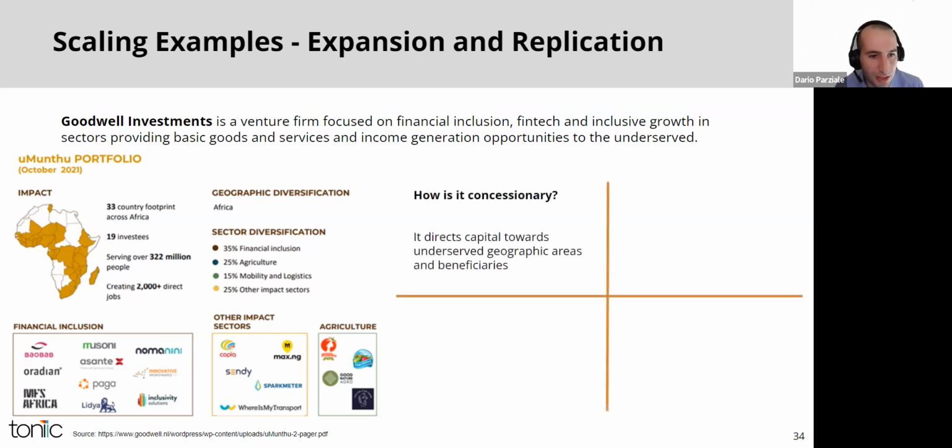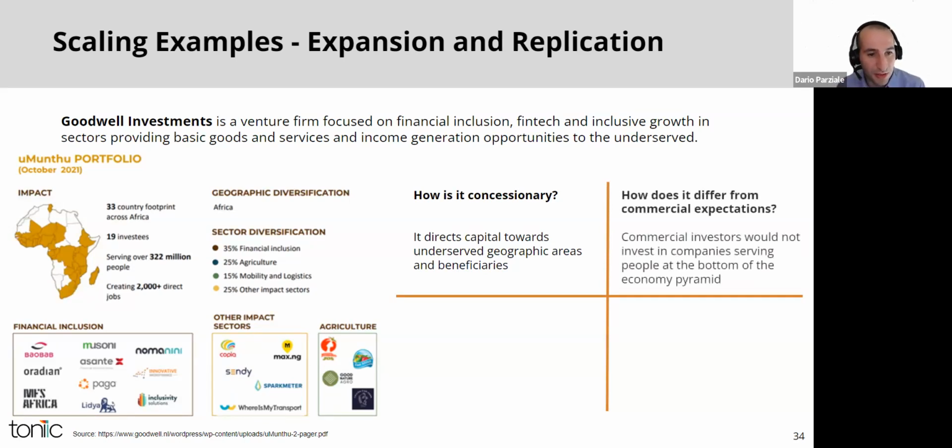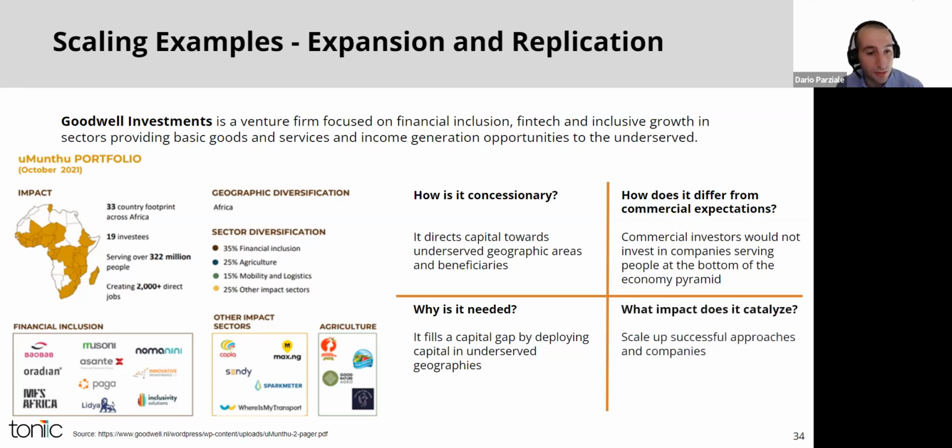This is a concessional investment because it directs capital towards underserved geographic areas and also beneficiaries which are commonly perceived as higher risk. It differs from commercial capital expectations because commercial investors will not invest in companies serving people at the bottom of the economic pyramid. It is needed because it fills a capital gap. Goodwell has a validated investment platform to reach the underserved geographies, but needs to do so at major scale. And then the impact that it catalyzes is to scale up successful approaches and companies.